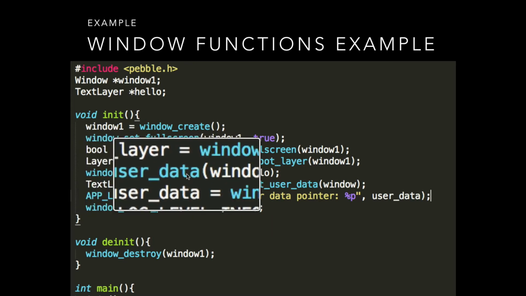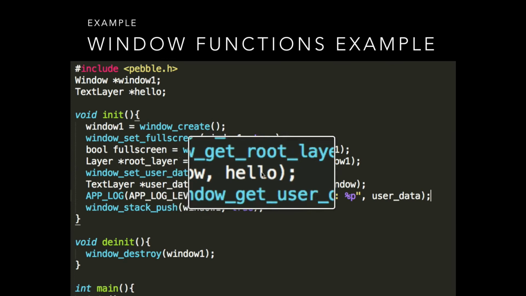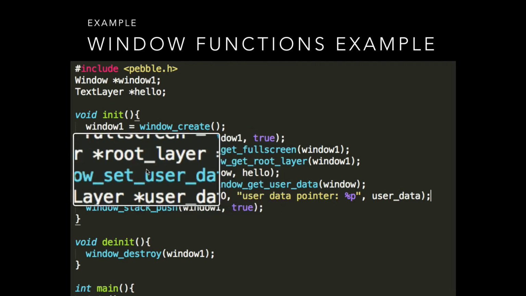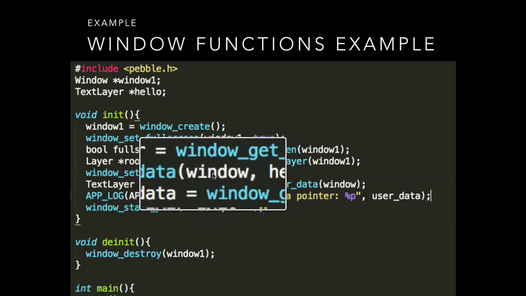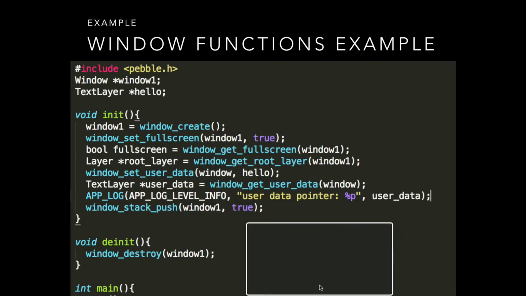So window set user data, here we're just passing in our text layer hello, so we're passing in a pointer. This is void data, so that means you can pass in any pointer. And then we also have passed in our window here to associate it, which is actually incorrect. This should say window 1, but you know, sometimes I seem to do that.